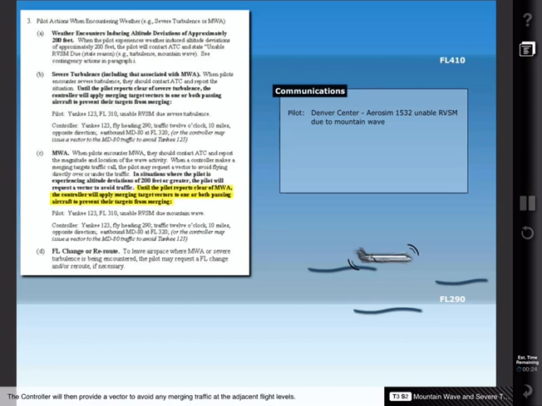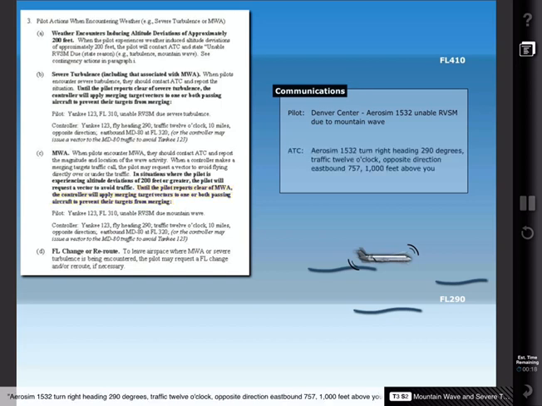The controller will then provide a vector to avoid any merging traffic at the adjacent flight levels. "Aerosim 1532, turn right heading 290 degrees, traffic 12 o'clock, opposite direction, eastbound, 757, 1,000 feet above you." In addition to the vector, ATC will provide a clearance to change flight levels or a reroute if required and issue a PIREP to other aircraft.